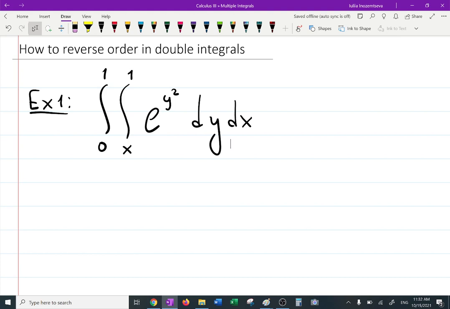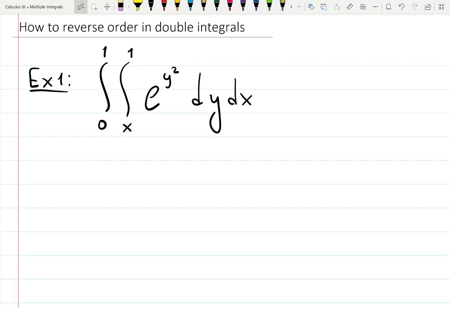Let's have one more video where we're going to be talking about how to reverse the order of integration in double integrals. I will show you two small examples, and I will just show you how to reverse the order, and then you can finish integrating. In this case, we have the integral from 0 to 1, x to 1, e to the y squared, dy dx.